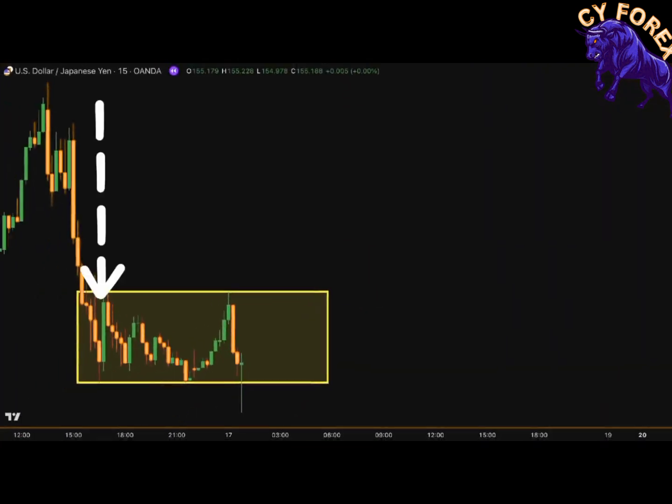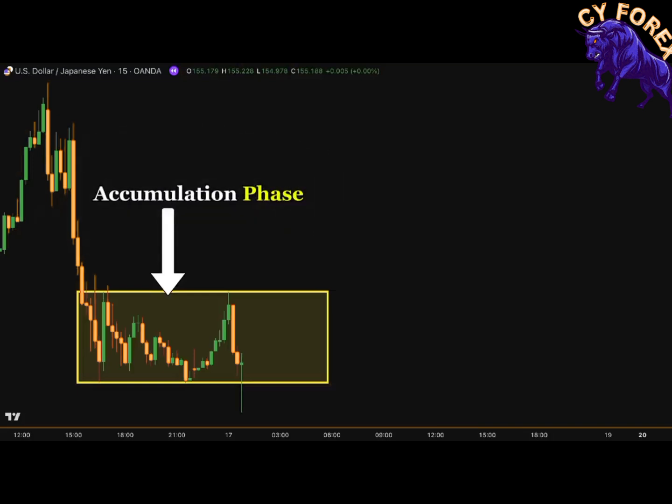When the market is trending down, smart money eventually looks for a place to start buying. Here's how to spot the reversal. Watch for the accumulation phase. Price begins to range after a strong downtrend. Then comes the liquidity grab. Price drops below support, triggering sell stops and drawing in breakout sellers.